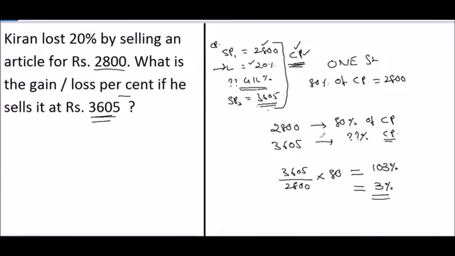See friends, how simply we have done this question. All right, with only one step. Now you need not find out the cost price in this case. Direct method. 2800 is 80% of the cost price since there is a loss. 3605 is what percent of the cost price? 103% of the cost price. Obviously, there is a profit of 3% there. This is the way to go for the questions. Now move on to other important models in profit and loss.